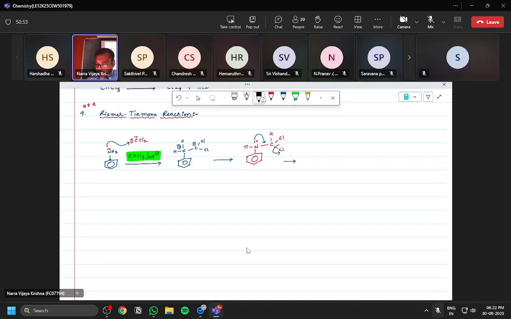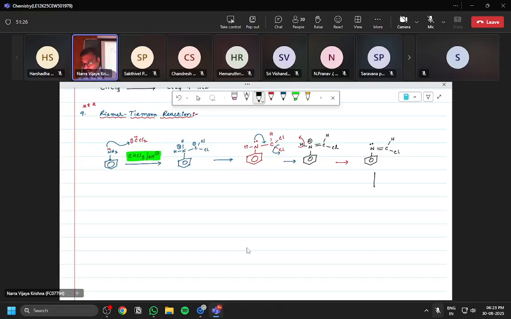In the next step, this nitrogen will donate its lone pair, making this chlorine leave. Then you will again get NH with a positive charge, carbon, hydrogen, and here you will get a double bond. Correct? One chlorine is lost. Now again the base will pull this H plus out. Then it leads to the formation of N with a lone pair, double bond, C, H, chlorine.